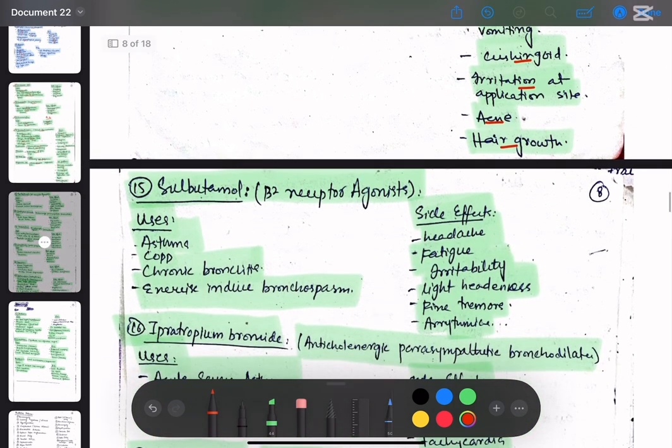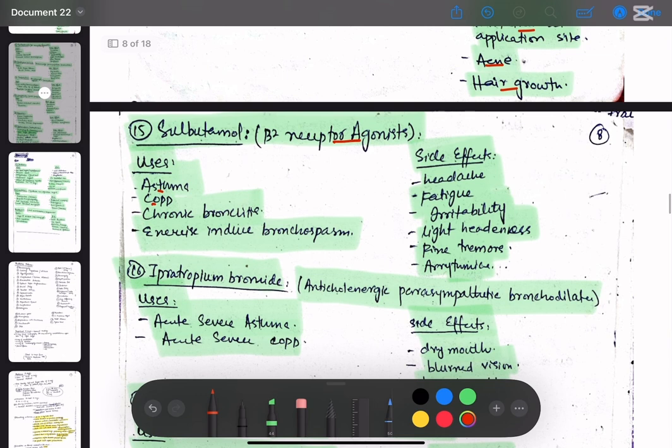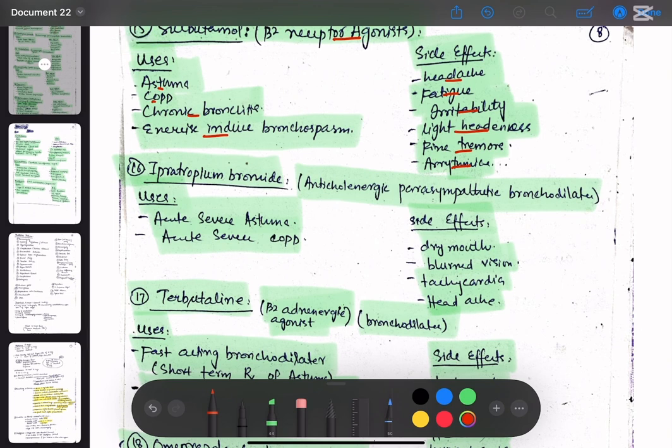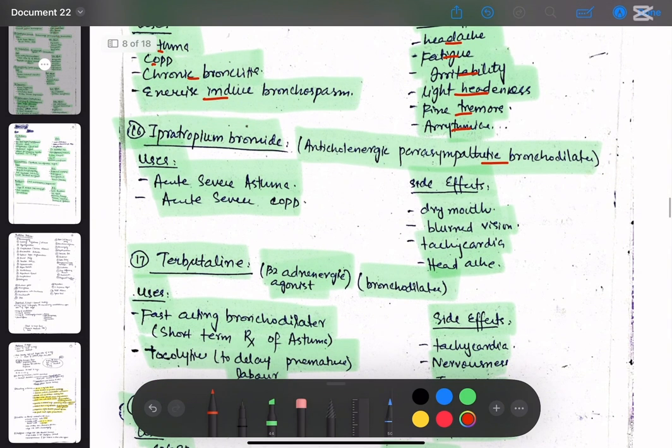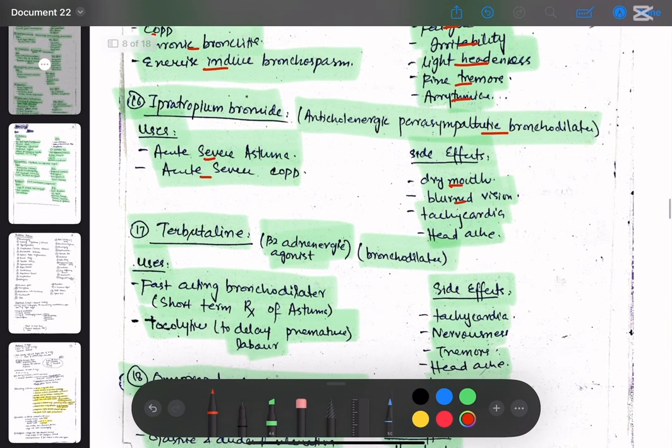Then we are having salbutamol, which is a beta-2 receptor agonist. The uses are asthma, COPD, chronic bronchitis, and exercise-induced bronchospasm. And the side effects are headache, fatigue, irritability, lightheadedness, fine tremors, and arrhythmias. Ipratropium bromide, anticholinergic parasympathetic bronchodilator. Uses are acute severe asthma and acute severe COPD. The side effects are dry mouth, blurred vision, tachycardia, and headache.